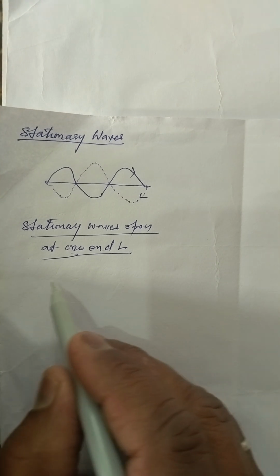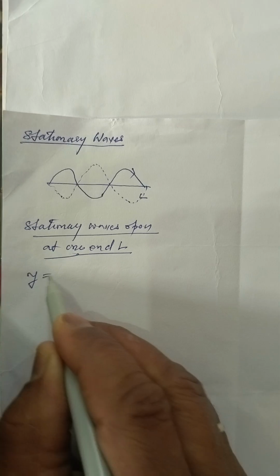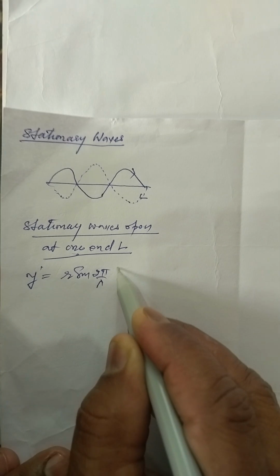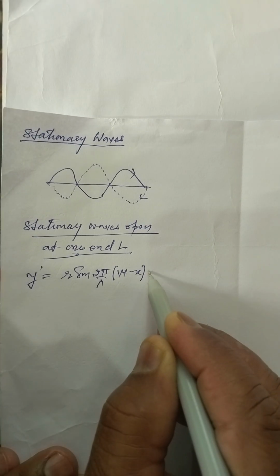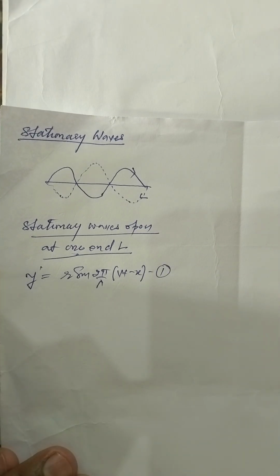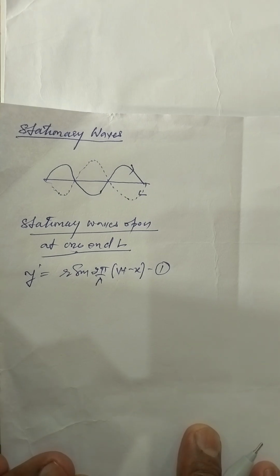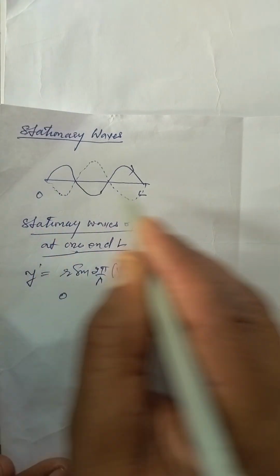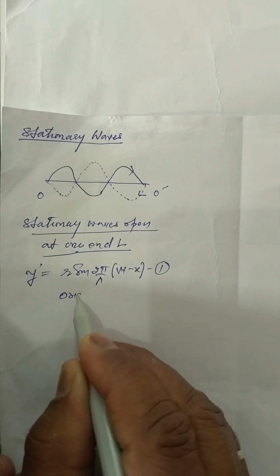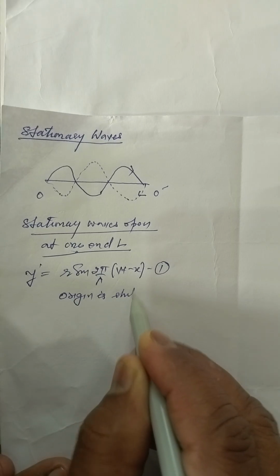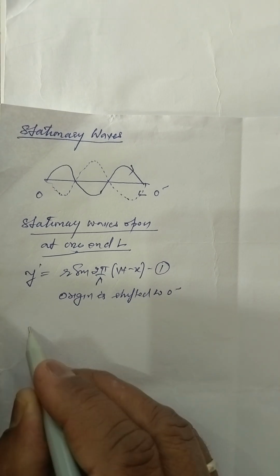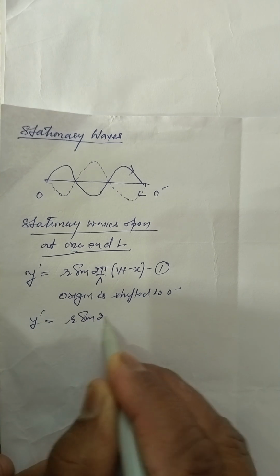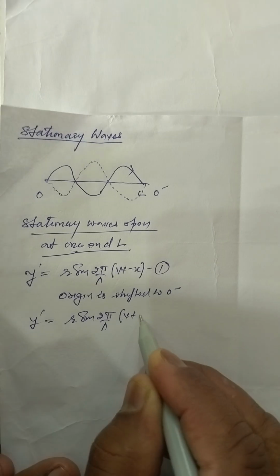As we know, the equation of the wave is y' = r sin (2π/λ)(vt − x). This is the equation of the wave when it is moving from left to right with velocity v and wavelength λ. If the origin is shifted from O to O', then the equation of the wave will be r sin (2π/λ)(vt + x).